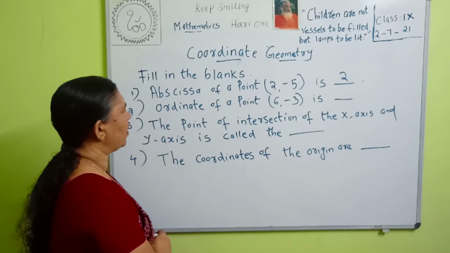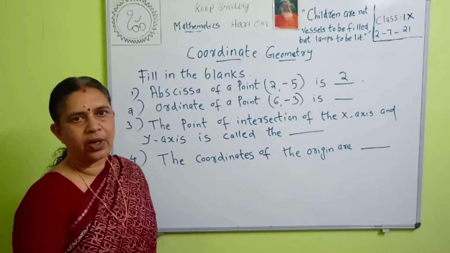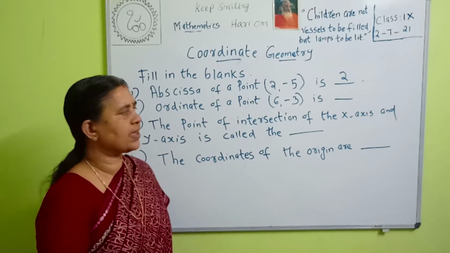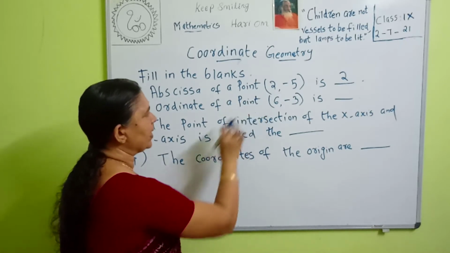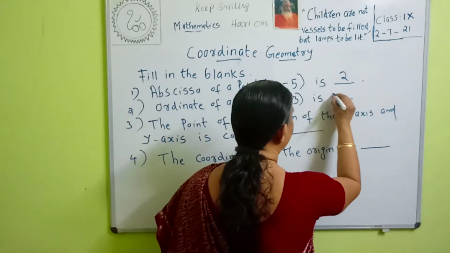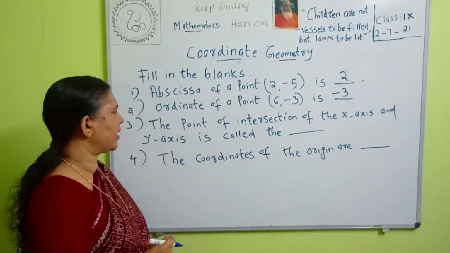Ordinate of a point (6, -3) is dash. What do you mean by ordinate? Ordinate means the y coordinate. Here what is the y coordinate in (6, -3)? The y coordinate is -3. So the ordinate is -3. Then third question.